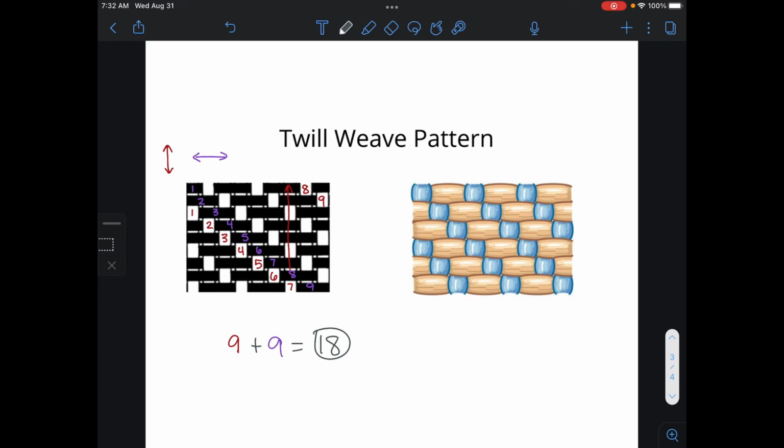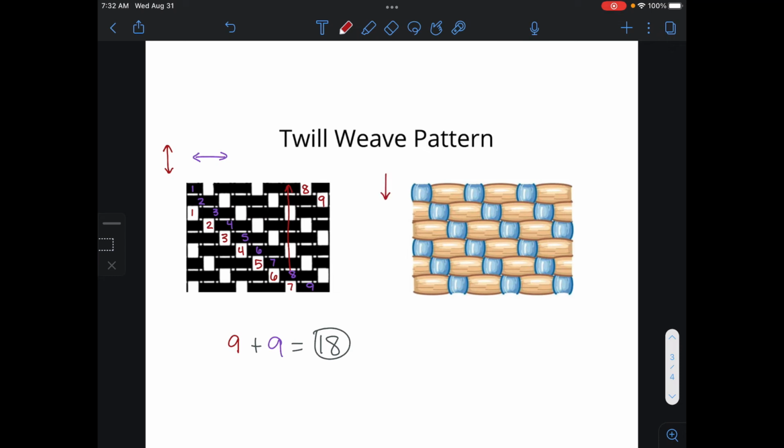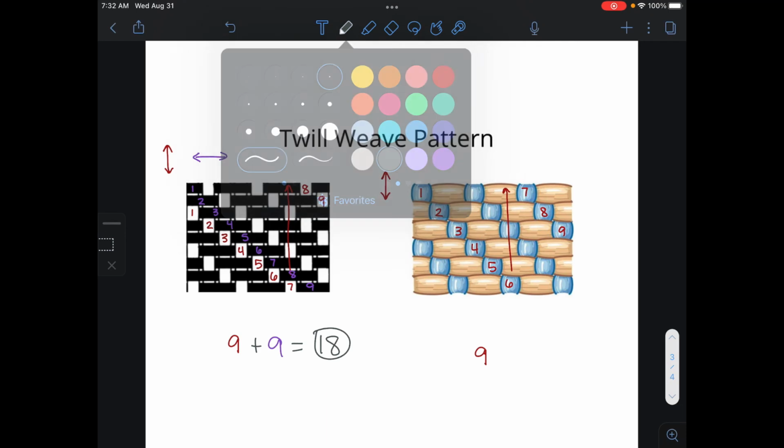Let's practice the same thing with the twill weave pattern on the right with the blue and brown. Starting with our warps, we have, starting in the top left hand corner, 1, 2, 3, 4, 5, 6. Follow this all the way back up to the top and continue. 7, 8, 9. This one has 9 warps.